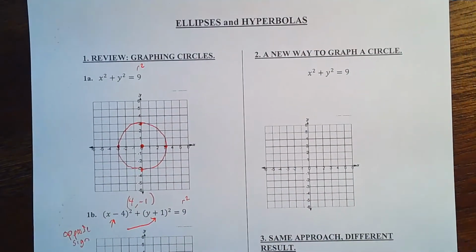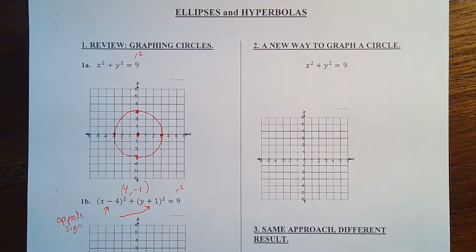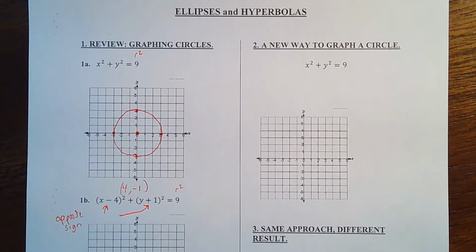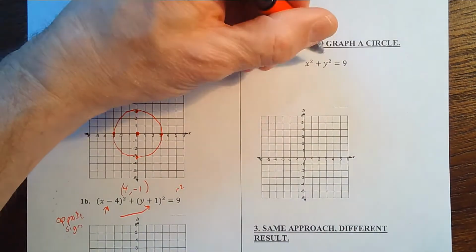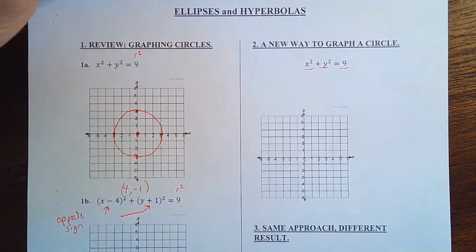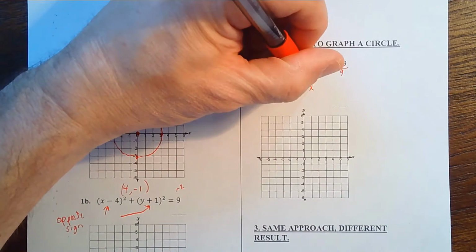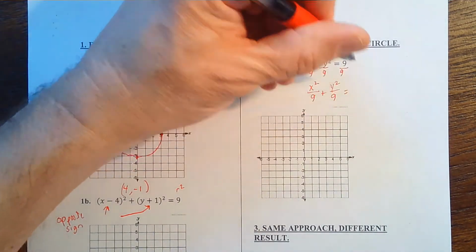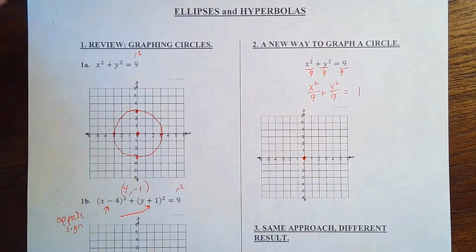In order to learn how to graph an ellipse, I want you to pay very close attention here in number 2. We're going to graph a circle again. We're going to graph the same circle, x squared plus y squared equals 9, but I'm going to follow a particular process. First, I'm going to divide across by 9. So now I have x squared over 9 plus y squared over 9 equals 1. My center is at 0, 0.